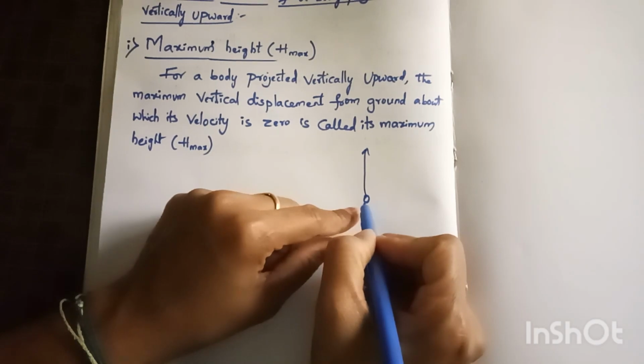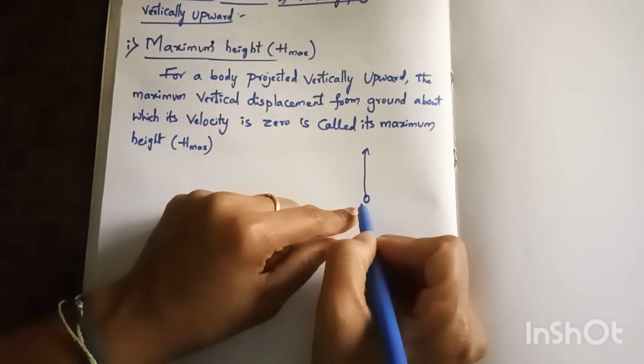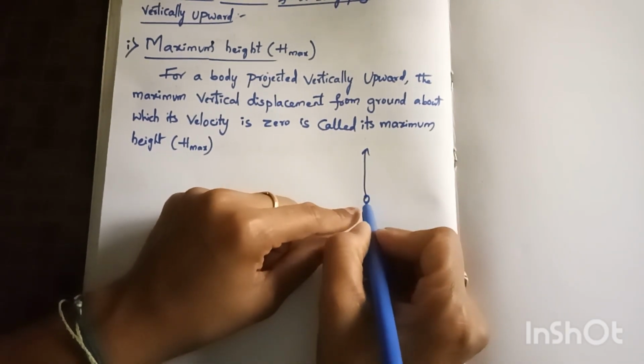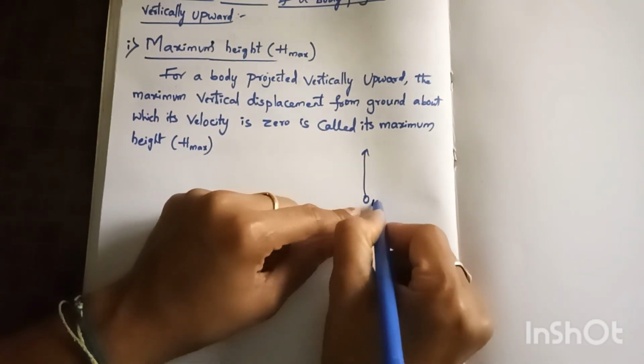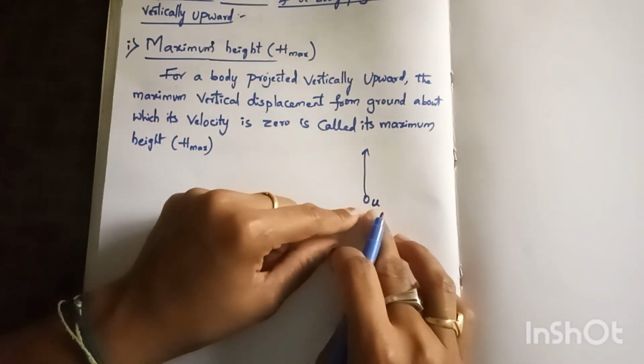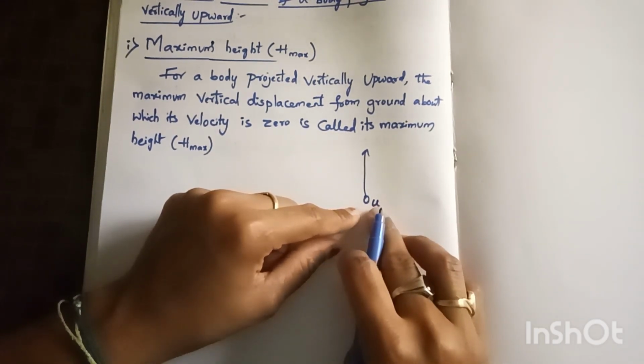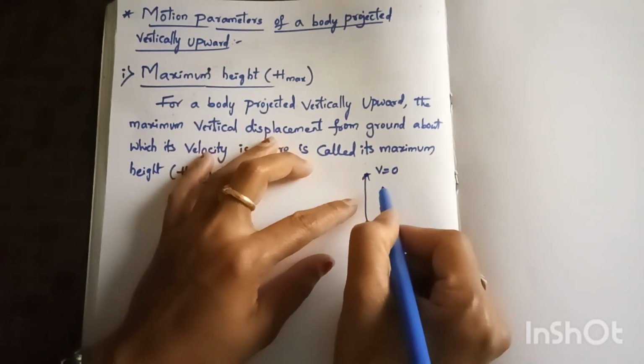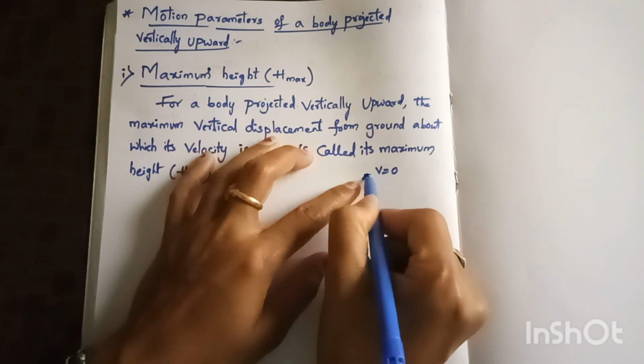Point of projection means the point from which we are throwing the object vertically upward. We are projecting the object in the vertically upward direction with an initial velocity u. U is the initial velocity. At this point, the final velocity of the object will become 0.